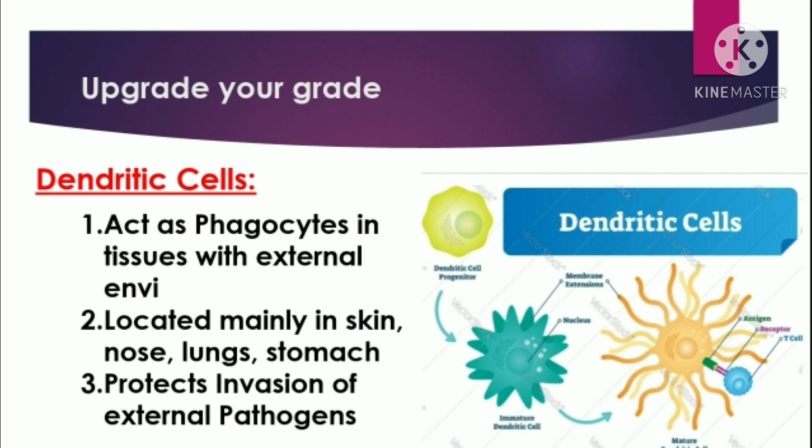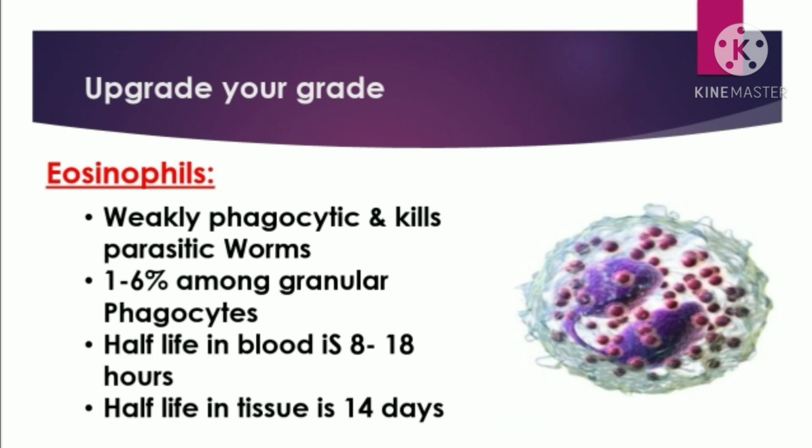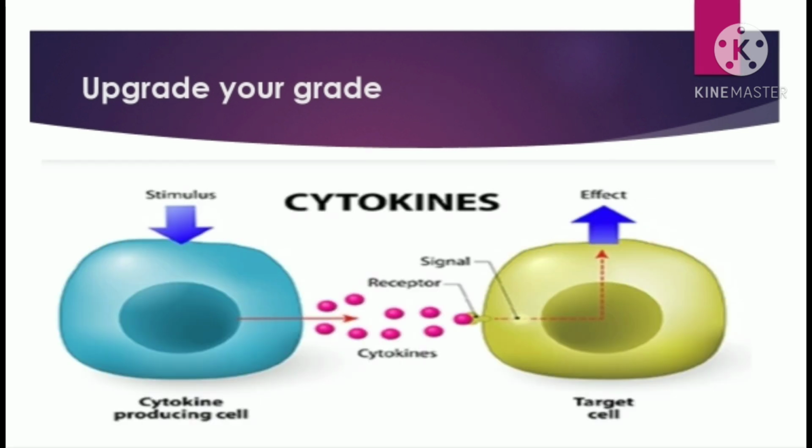And dendritic cells are present in the... Eosinophils are weak phagocytotic cells, and these cells are capable to kill parasitic worms, disease causing worms. 1 to 6% of WBCs are eosinophil cells. These are granular cells, and 12 to 17 micrometer is their size. Half life is between 8 to 18 hours in the blood, while in tissues, its half-life is 7 to 14 days.